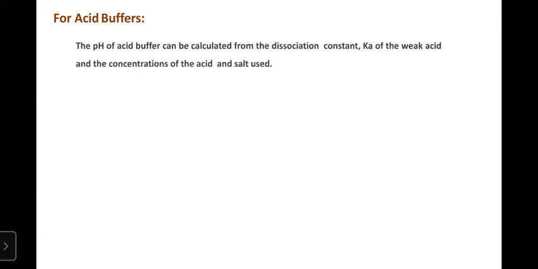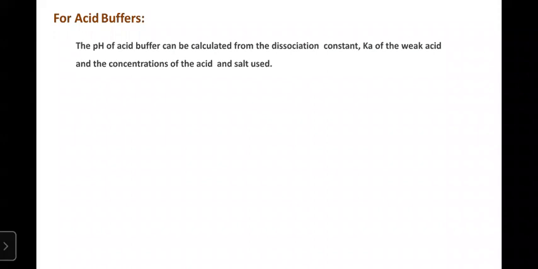The pH of acid buffer can be calculated from the dissociation constant. As you know, here we have taken weak acid. For weak acid, we calculate the pH by means of the dissociation constant, that is Ka of the weak acid, and the concentration of acid and salt we use.